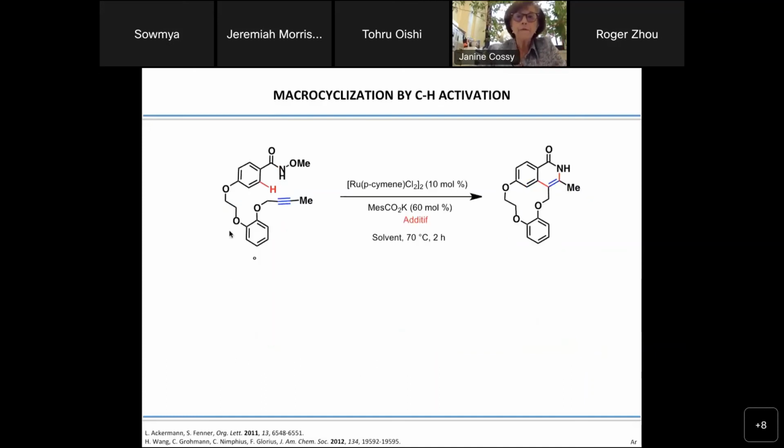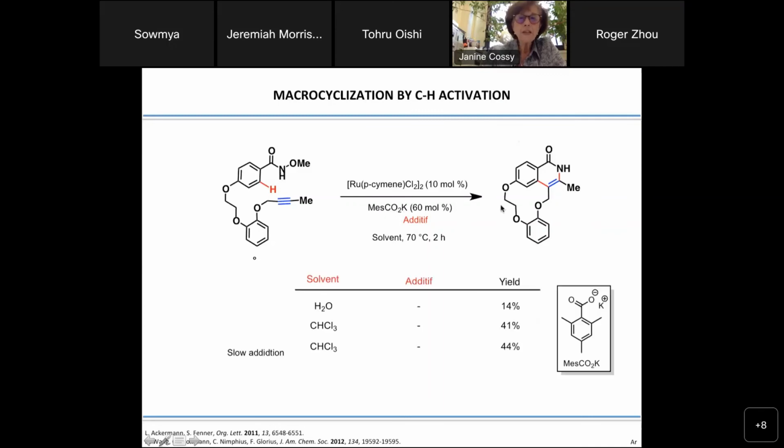Now, the first compound we examined was this one, which has this ether group at this position, because we know that this can force the macrocyclization. So we treated this compound with a ruthenium catalyst, which is represented here, in the presence of a base and an additive in the solvent, and we observed the formation of the desired compound.